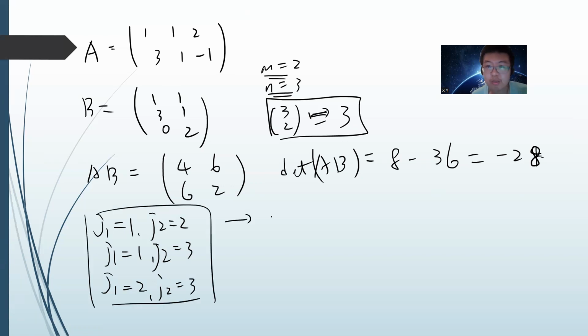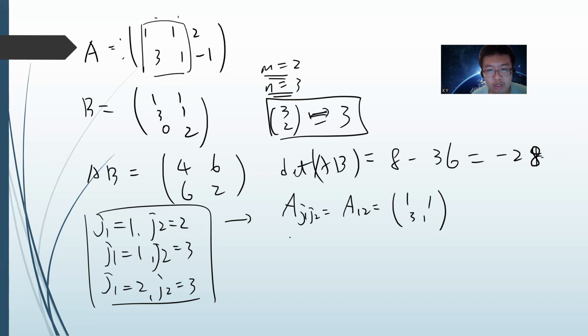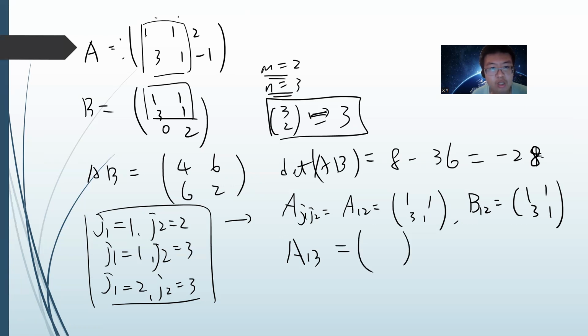And you calculate the sub matrices. So for example, you take A with J1, J2, which is A12. So A12 is this: 1, 1, 3, 1. And you can also calculate B12, so B12 is here: 1, 1, 3, 1. And then you can calculate A13.